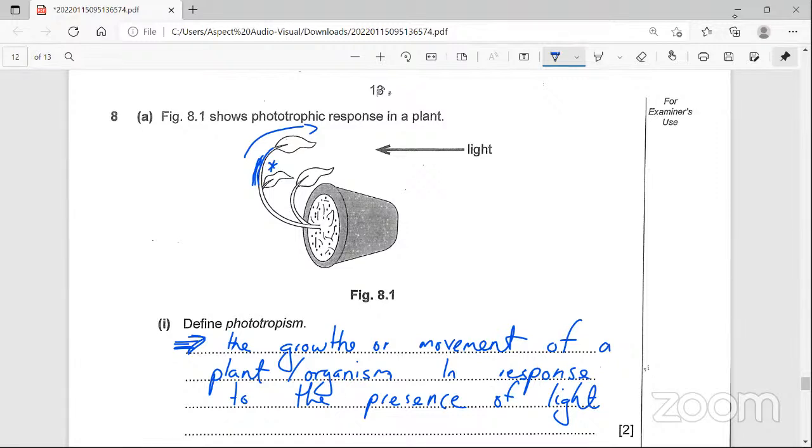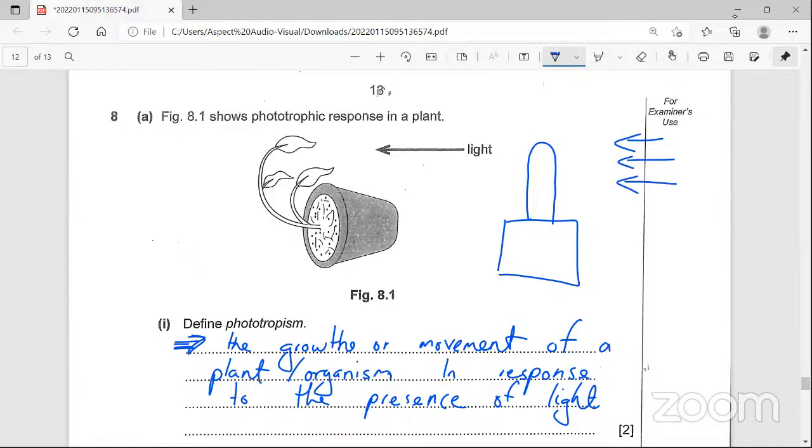Okay, so let's say our plant is starting here. It's growing from there. You can show it in the textbook. Right, let me just quickly draw another one. Let's say my shoot is like this, and my light is from here.